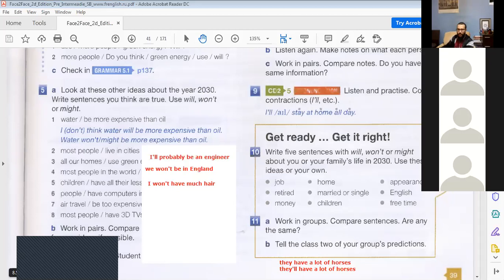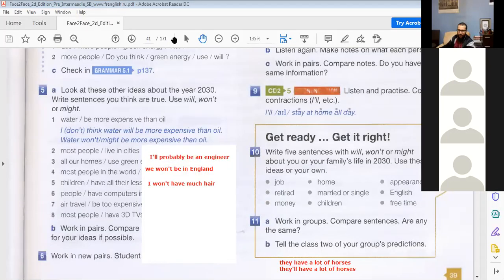I might be a teacher. I might be a teacher. Correct. I might be a teacher. All right, let's write it. I might be a teacher. All right, let's check our next point.